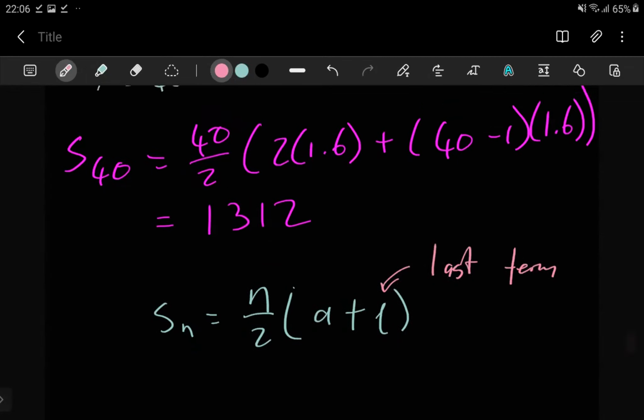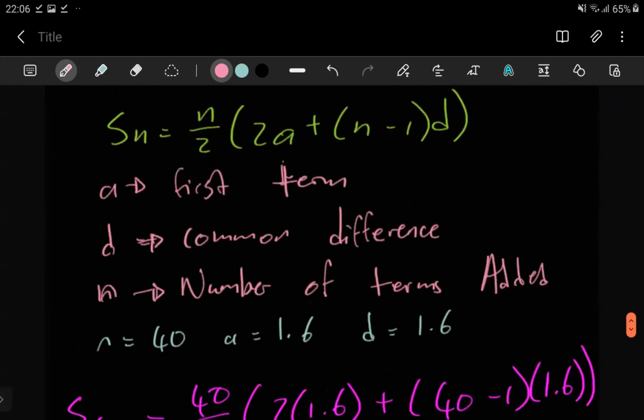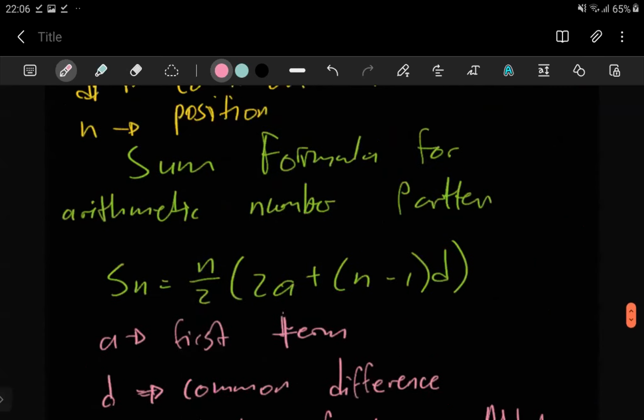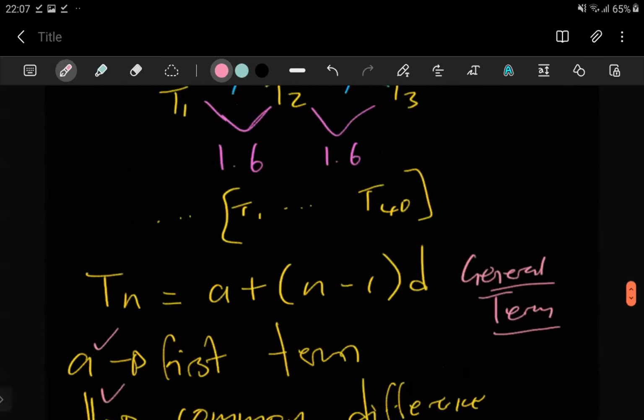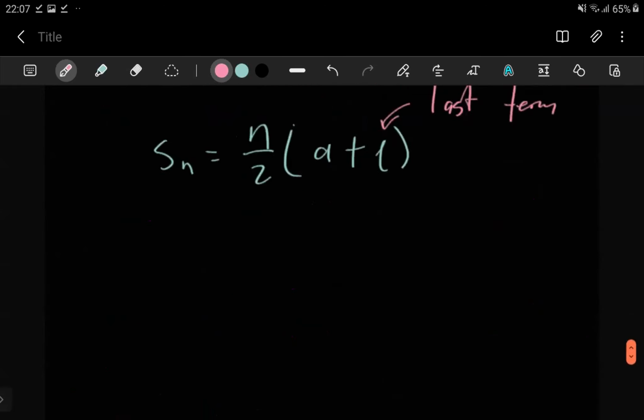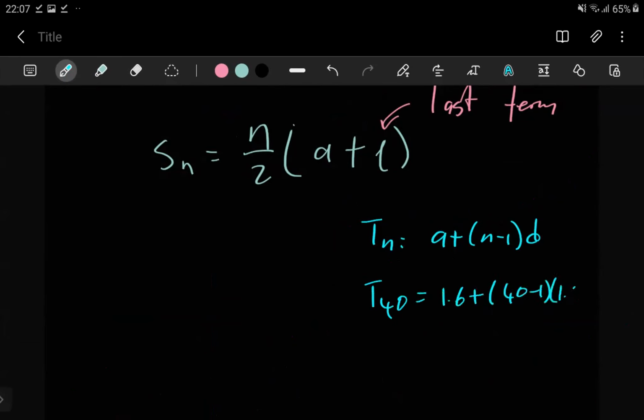So meaning if you wanted to use this formula instead of the one up here, all you'd have to do is work out what is T40 in your sequence using your general term. In your general term, you know that Tn is equal to a plus n minus 1 d. So T40 is 1.6 plus 39 times 1.6. That's 64. So T40 here would have been 64.